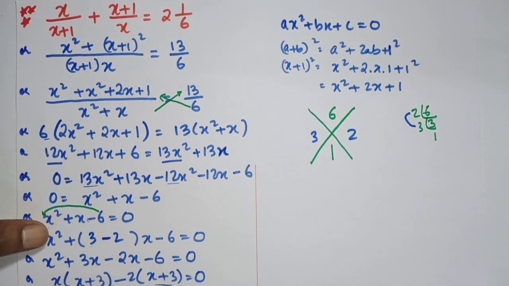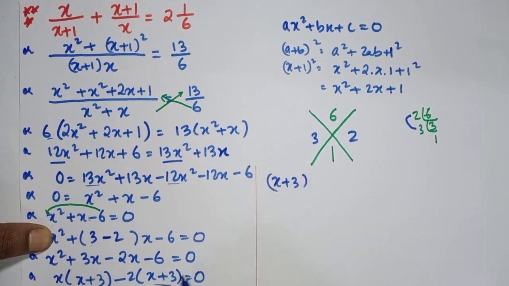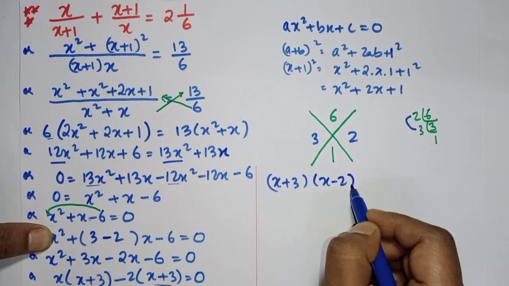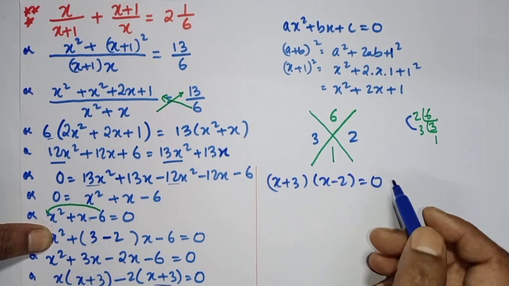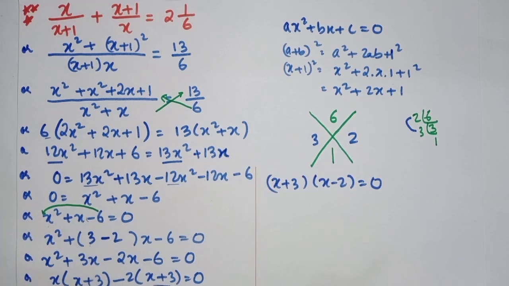Now as you know that we'll write this in another common. So x plus 3, from here to there. And this in another bracket. So x minus 2 is equal to 0. So our another step is also done. Factorize, step number 2.